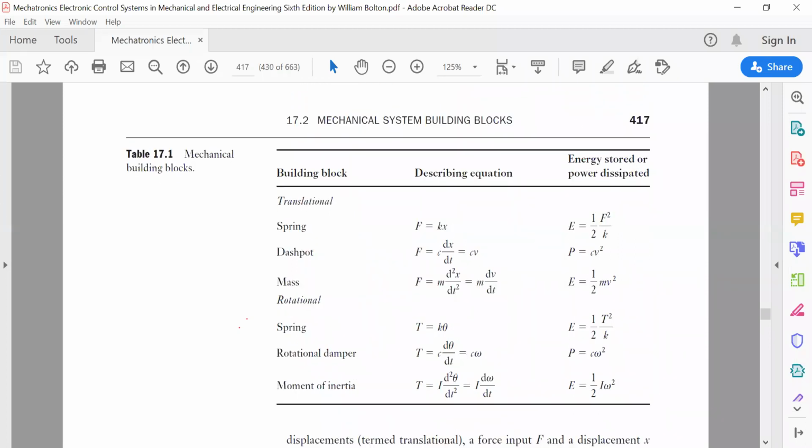So this is a table that you must remember, because what we are covering today in this lecture is about the various elements, how they will behave, what will be their equations, and what will be the energy stored in different systems.